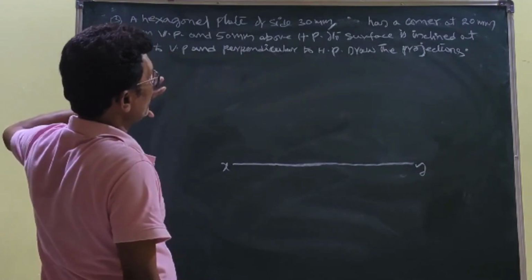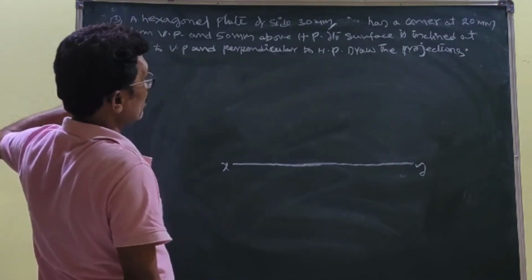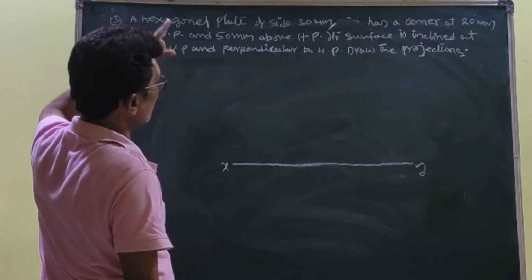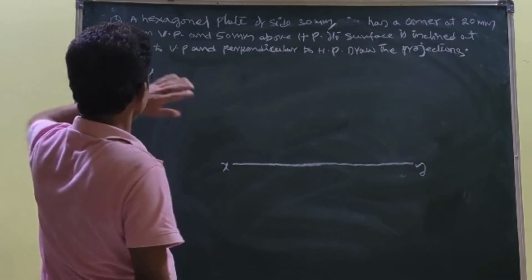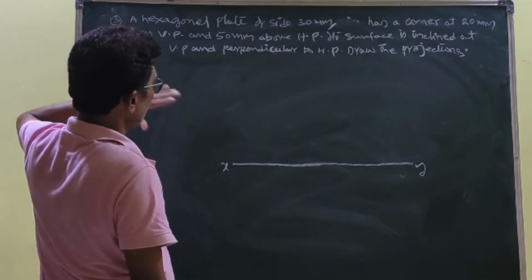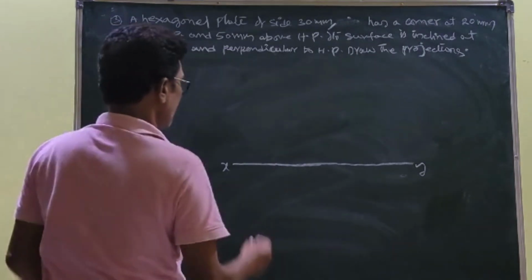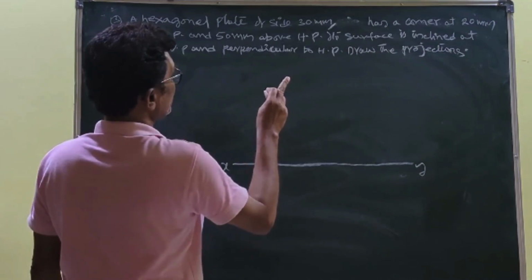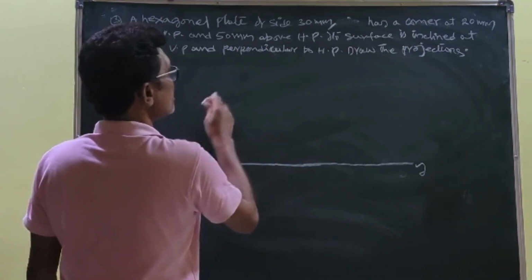First, a hexagon of 30 mm side. Please try to understand. Its corner is 20 mm from VP and 50 mm above HP. Its surface is inclined at 45 degrees to VP and perpendicular to HP. First, it is perpendicular to HP, and therefore it is parallel to VP.